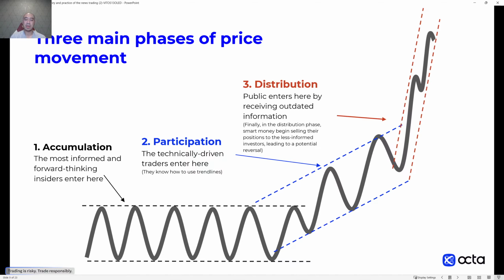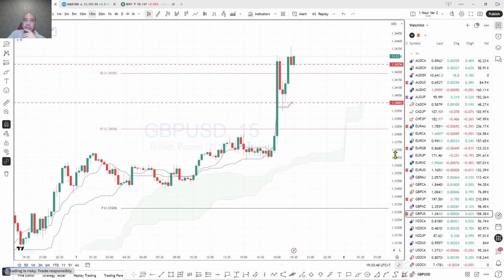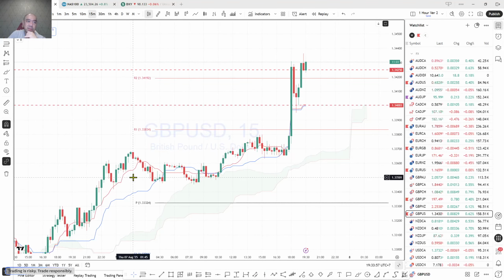For example, I'll show you the chart right now, and we'll take a look at the example here on the sterling. You saw the market go up like that, and I can show you very clearly the accumulation that happened here on the sterling. If we take a look at the accumulation, it actually started accumulating this morning.